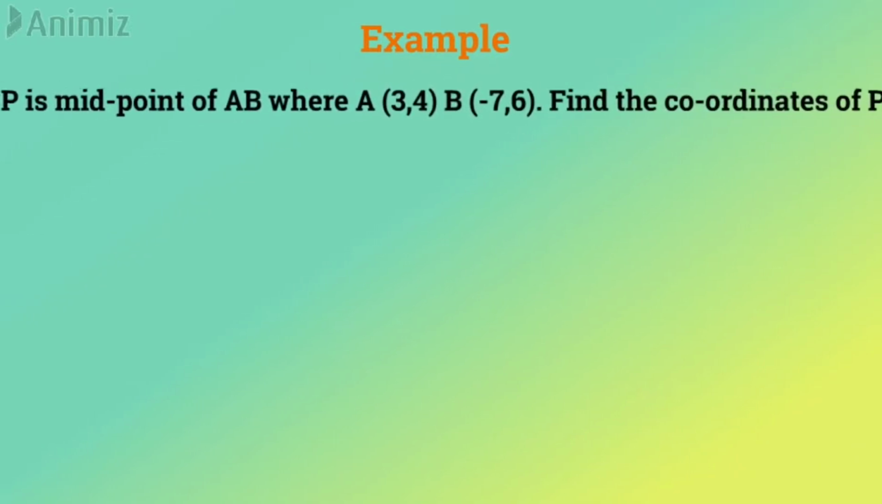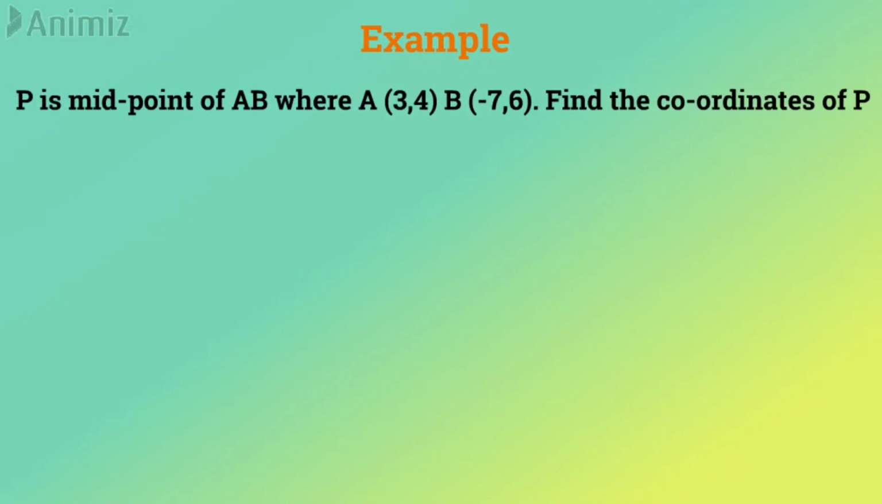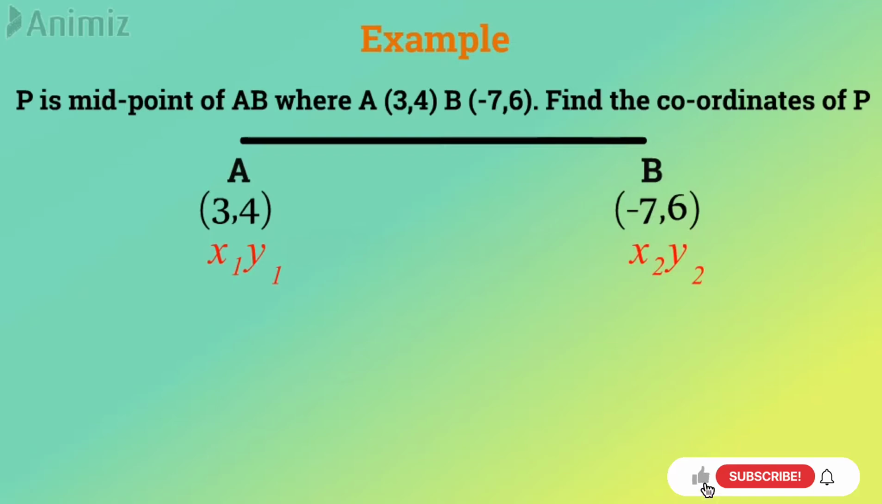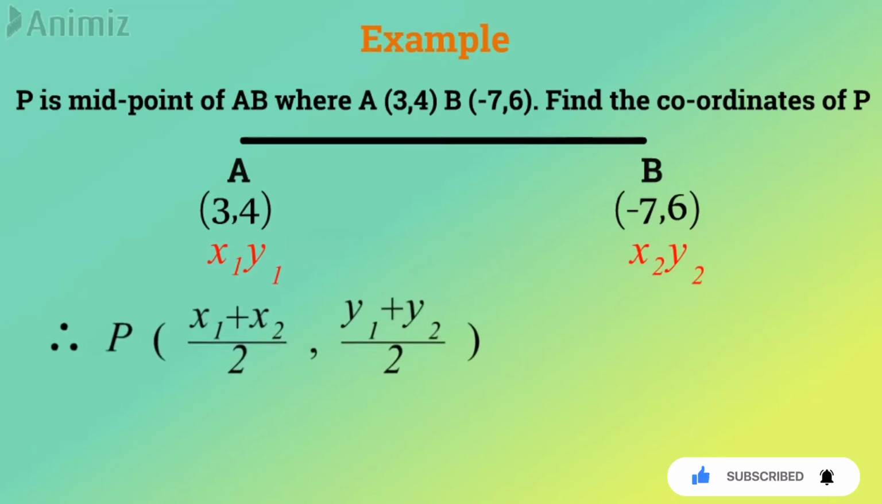Now let's discuss the example based on midpoint formula. P is the midpoint of AB where coordinates of A are 3, 4, coordinates of B are -6, -7 (as used in the working below). Find the coordinates of P. Now, P is a midpoint. So, first consider segment AB, write their coordinates, consider them as x1, y1, x2, y2. Now, P is a midpoint. So, formula is (x1 plus x2) by 2 and (y1 plus y2) by 2.